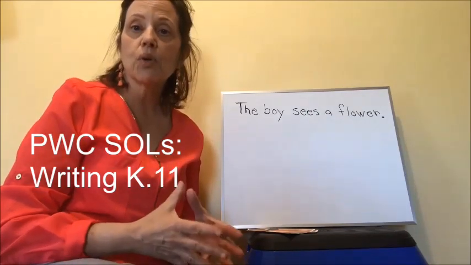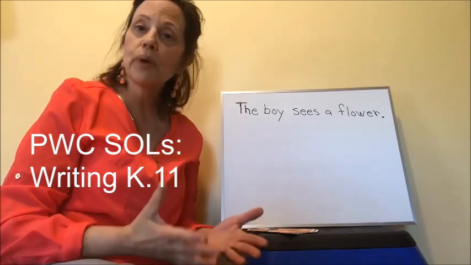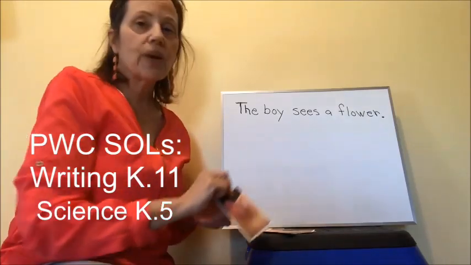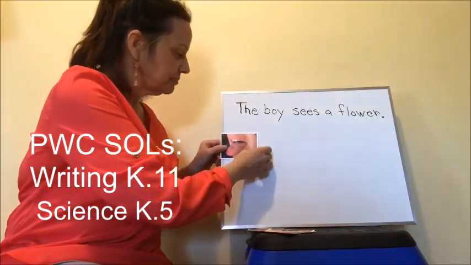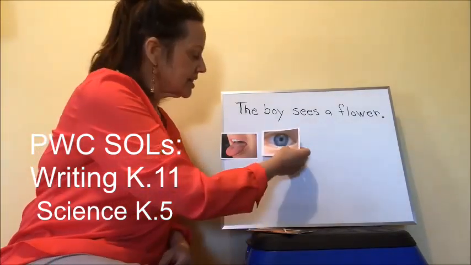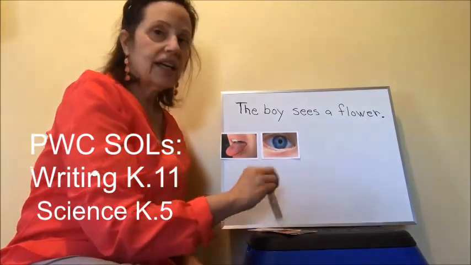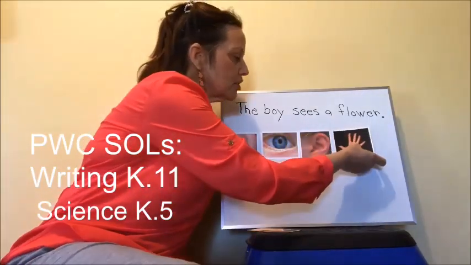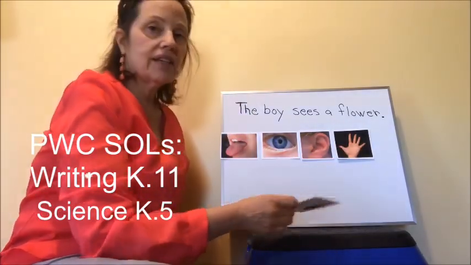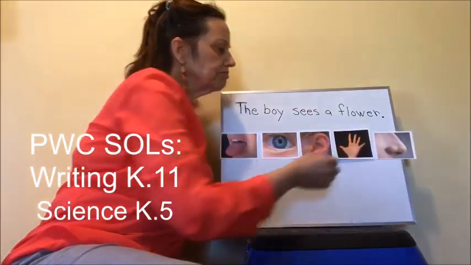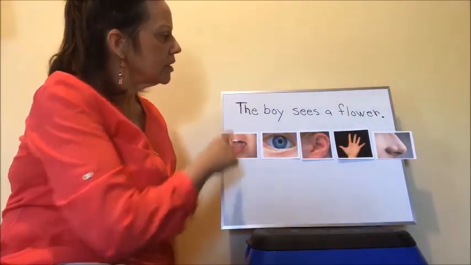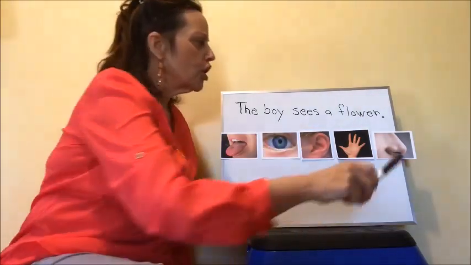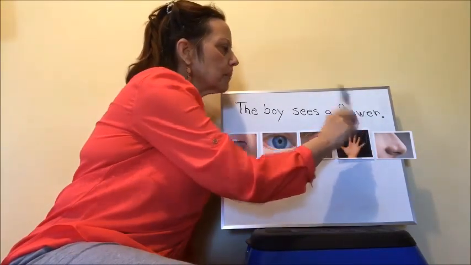Our describing words are the words we learned when we were talking about the 5 senses. So let's review the 5 senses. We have the sense of taste, sense of sight, sense of hearing, sense of touch, and the sense of smell.